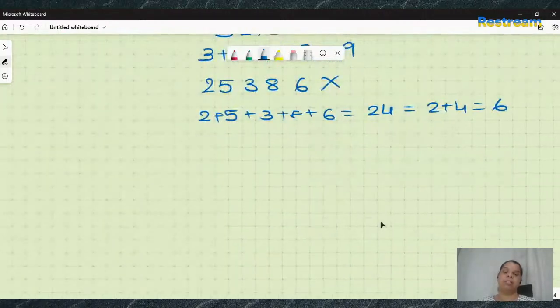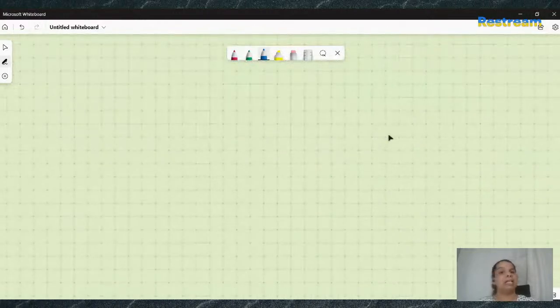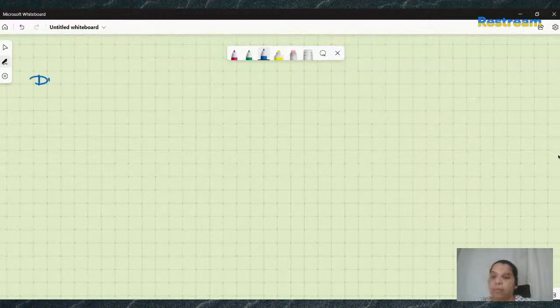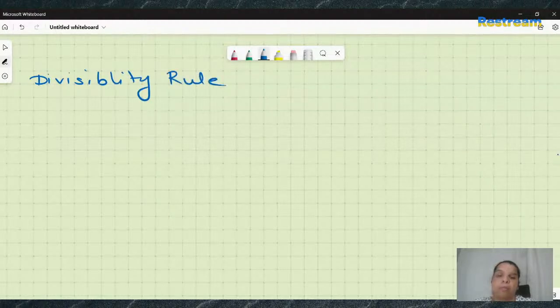Now the next rule is as easy as our rule for 2. For 10, it states that if a number ends with a 0, it is divisible by 10. We all know that, but since it's a rule, we are going to state it over here.